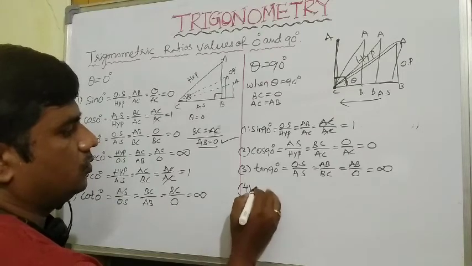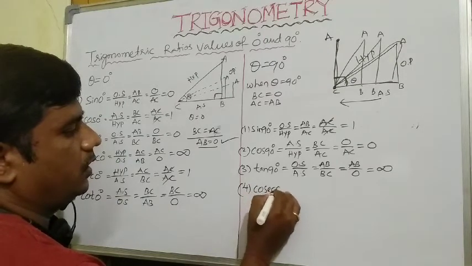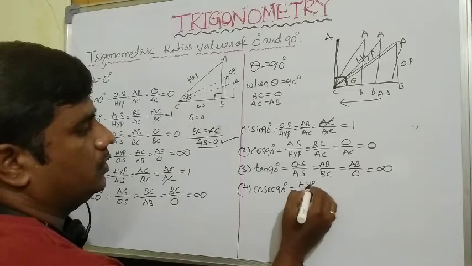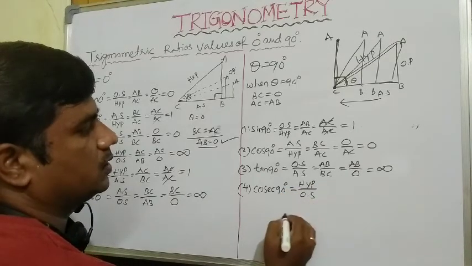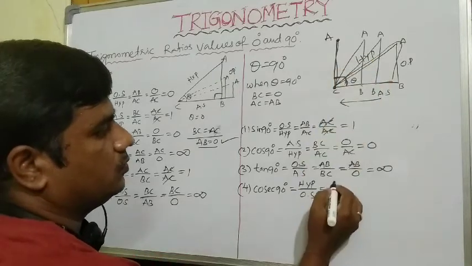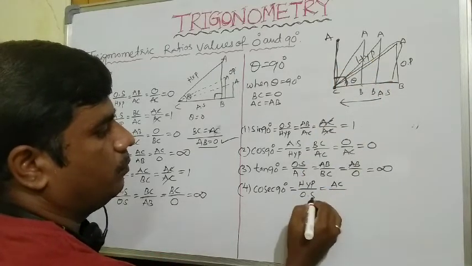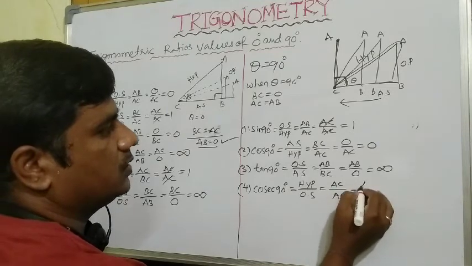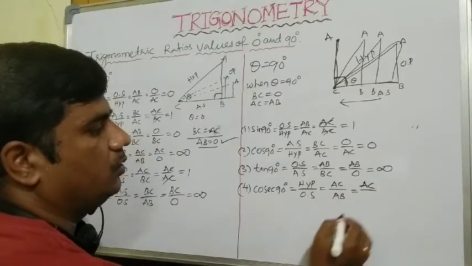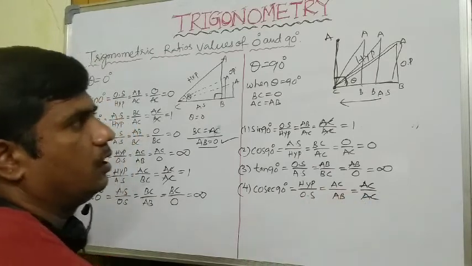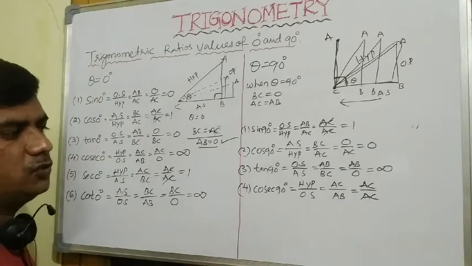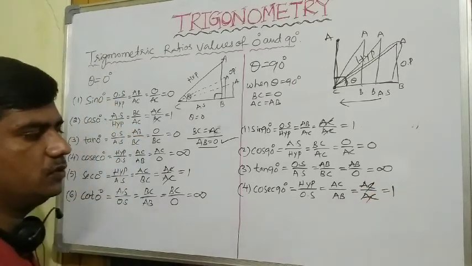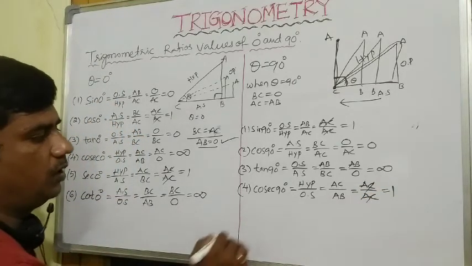Next, fourth one, cosec 90 degrees. The ratio of the hypotenuse to the opposite side. The hypotenuse is AC and the opposite side is AB. So AC by AB is equal to 1, since the opposite side and hypotenuse are both equal. AC gets cancelled, giving 1. That's why cosec 90 value is 1.